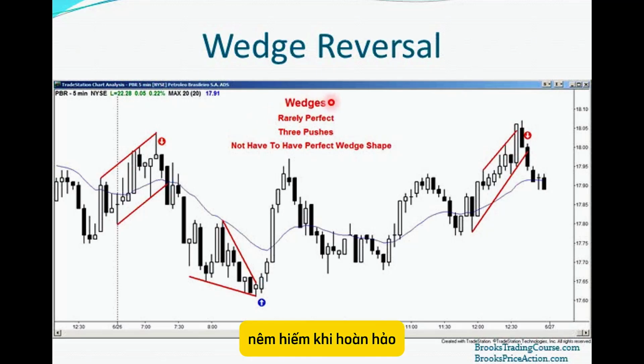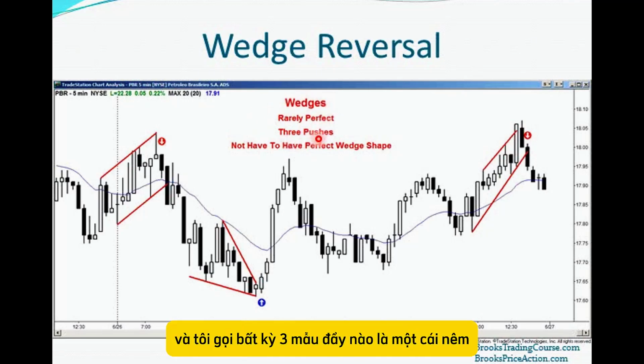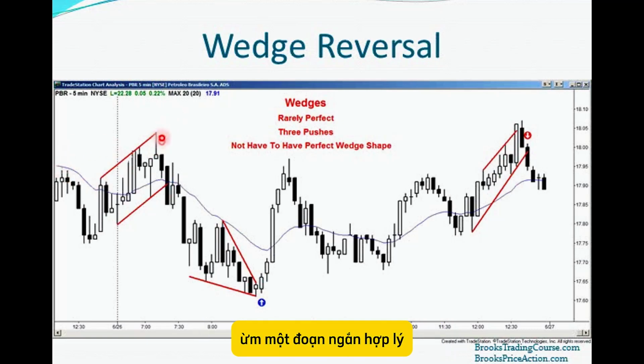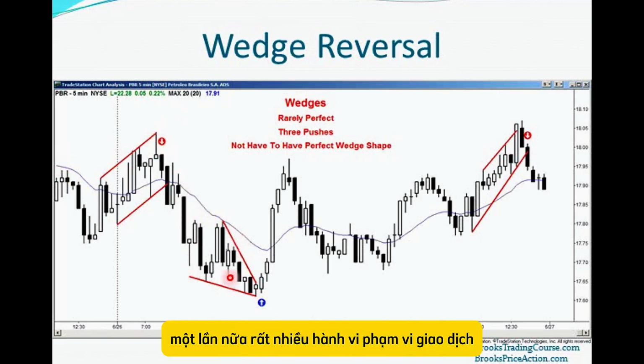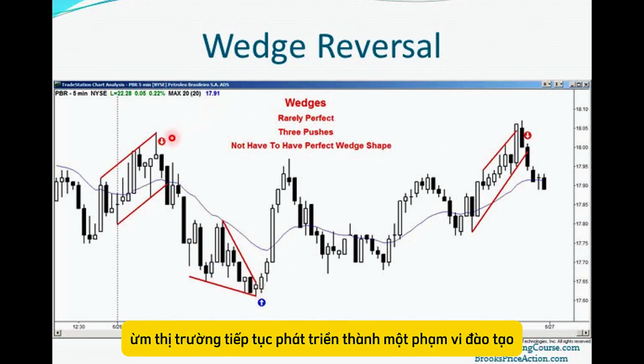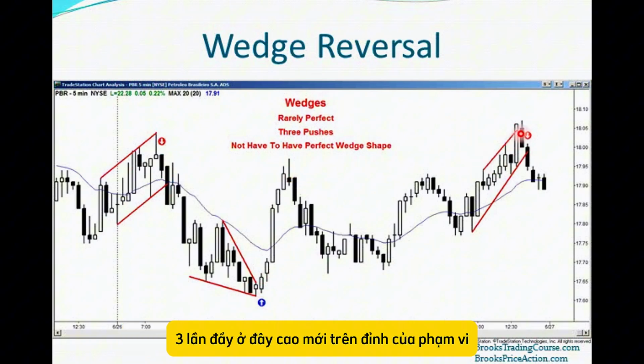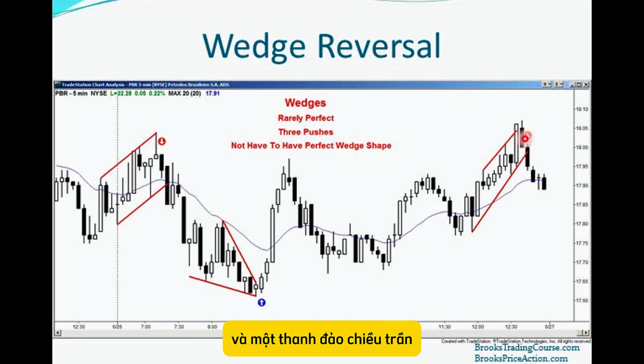Wedges are rarely perfect, and I call any 3-push pattern a wedge, even if it does not have a wedge shape. So we have 3 pushes up here, a lot of trading range behavior, a reasonable short. Again, lots of trading range behavior, lots of buying pressure, very two-sided, prominent tails. So probably a wedge bottom in a trading range. The market continued to grow into a trading range. 3 pushes here, a new high above the top of the range, and a bear reversal bar. So a reasonable short at the top of a trading range.